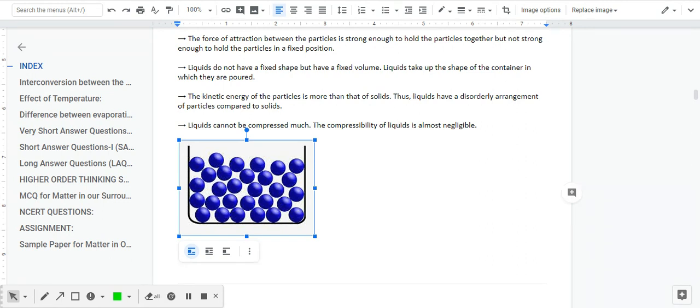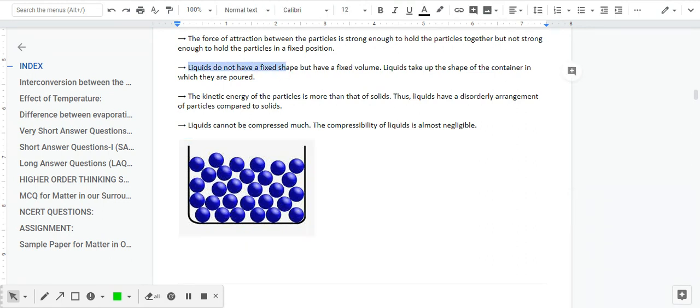Liquids do not have a fixed shape. You know this point. For example, if you take two containers, one glass and one jug, what will happen? If you pour some water from the jug into the glass, it will take the shape of that glass. And the water kept in the jug has taken the shape of that particular container. But one more point is there: it has a fixed volume.